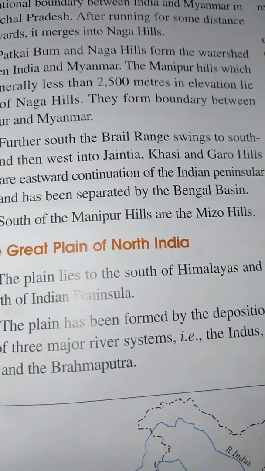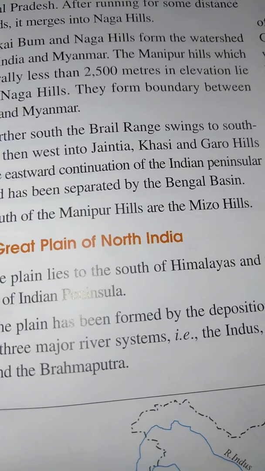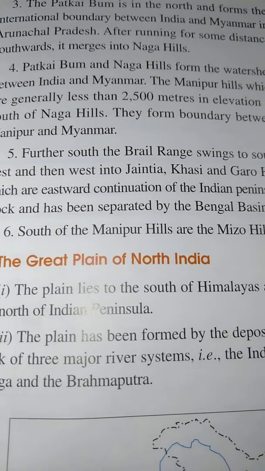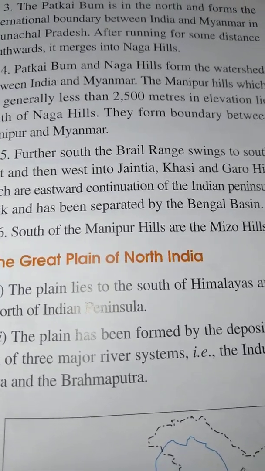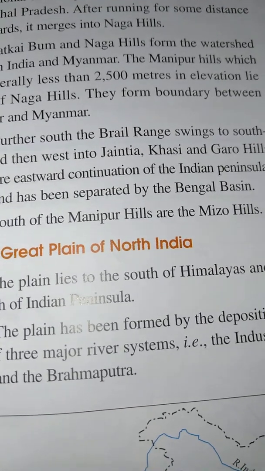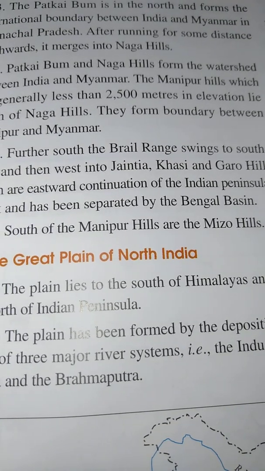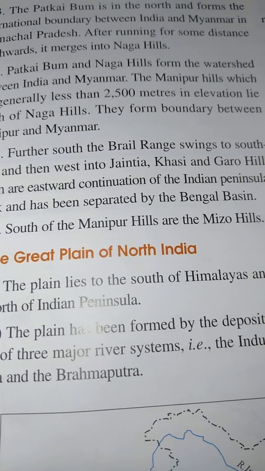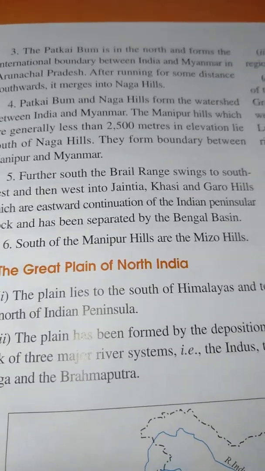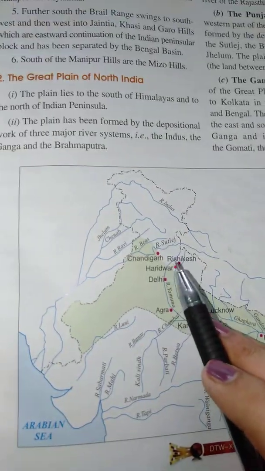Students, today we are going to discuss the second landform of the Indian peninsula, which we call the Great Plain of North India. In the last video we discussed the mountain ranges of India, mainly the Himalayas, and we studied their divisions. Today we'll discuss the second major and most important landform of India, the Great Plain of North India. As you can see in the map, this plain lies to the south of the Himalayas.